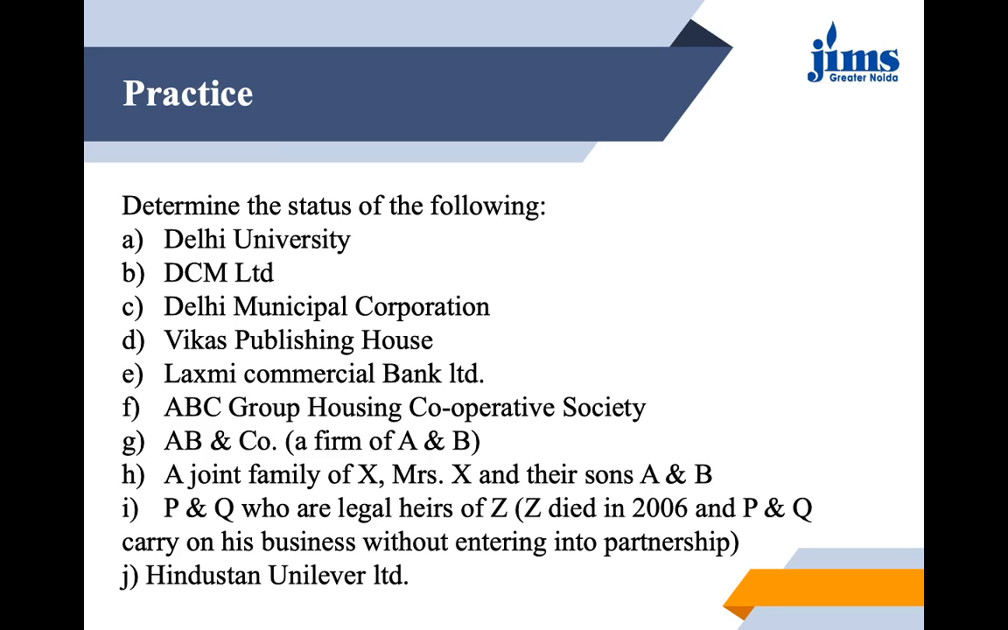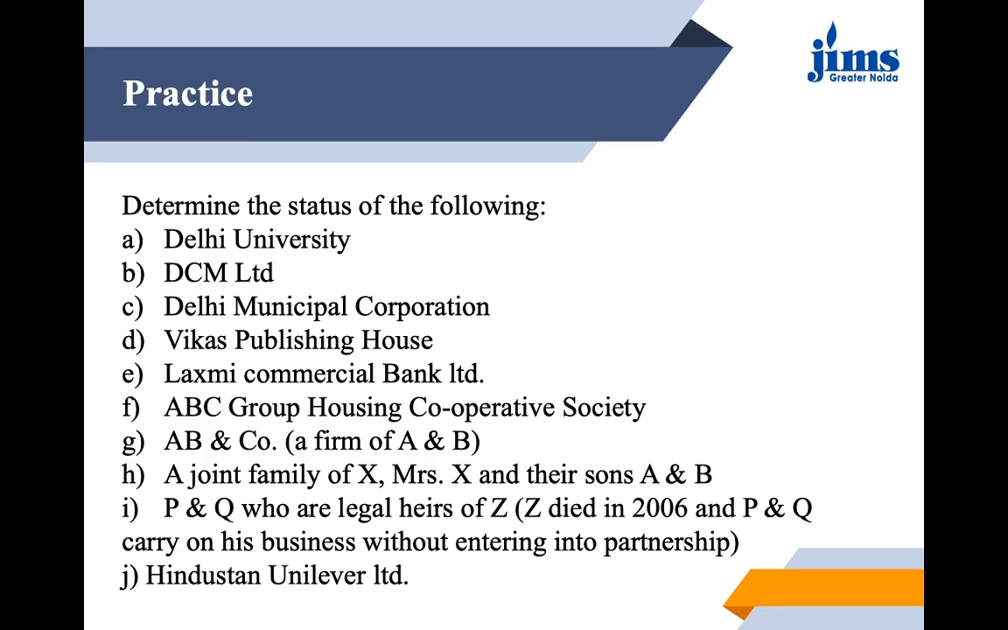A, B and company means it is a firm of person A and person B. Now tell me this one. What is it? Take 10 seconds. Click it in your mind what it is. A, B and company. It is a firm of X and Y. I am giving you the answer in the question itself that it is a firm. Okay. There is a mistake. ABC Group Housing Cooperative Society. Is it a company? No, it is an association of persons. Rectify that. Okay, let's move to the H point.